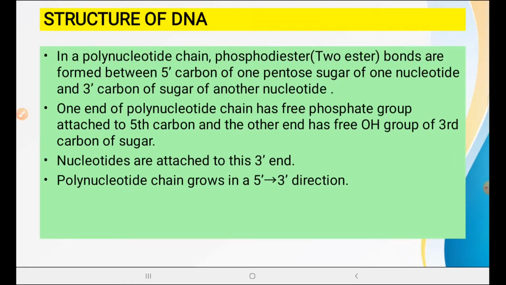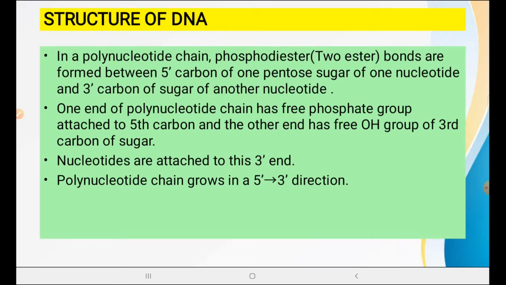In a polynucleotide chain, there is presence of phosphodiester bond. What are phosphodiester bonds? That I will let you know in a separate video, specifically meant for phosphodiester bonds. So phosphodiester, di means two. There are two ester bonds along with the association of a phosphate group. So we call it phosphodiester bonds.